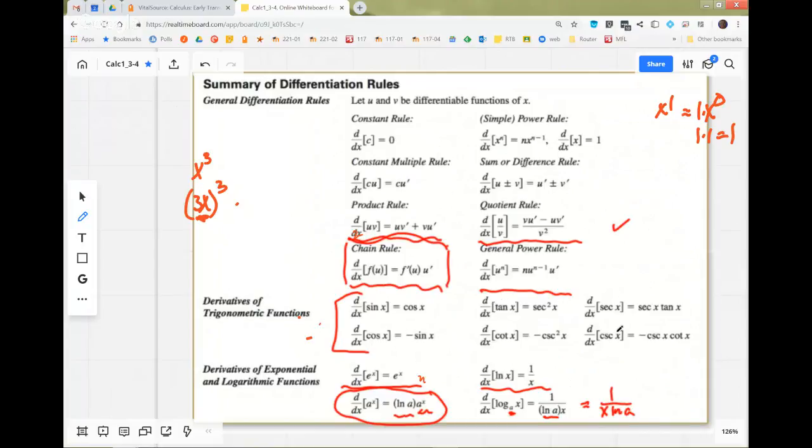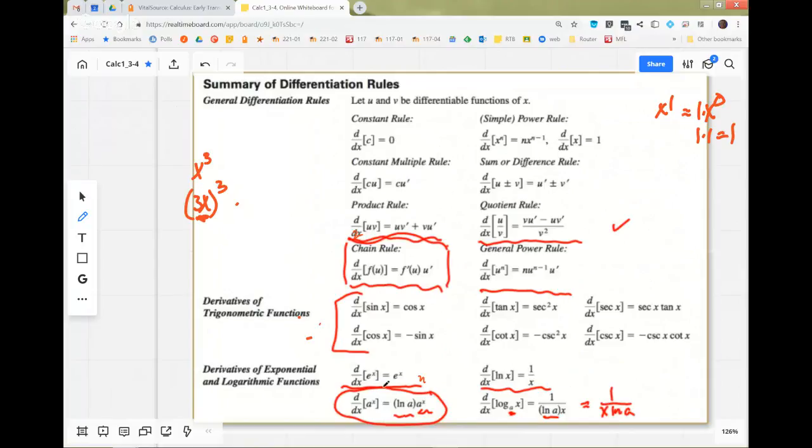Okay, then we have the 6 trig functions. The first 2 are the only ones they gave us, right? Derivative of the sine is the cosine, derivative of the cosine is minus the sine, and then we did these other 4 using the quotient rule. Remember that? We did those in class. We've got good old derivative of e to the x, which is itself. Then here's the new one we had today, derivative of the natural log, 1 over x.